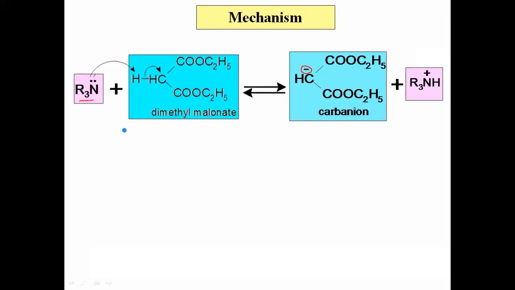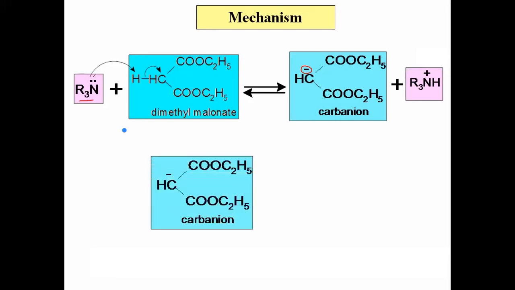So in first step, base takes one hydrogen atom from the active methylene compound, from the diethyl malonate, and we get the carbanion. आपल्याला मिळतोय carbanion. Now let us see the second step. Okay, this is the carbanion which is formed in the first step. Now this carbanion acts as a nucleophile. तो nucleophile म्हणून act होतो and it attacks on the carbonyl compound.